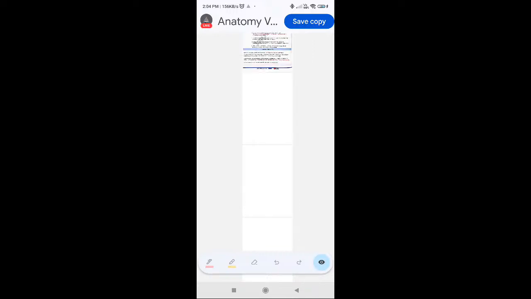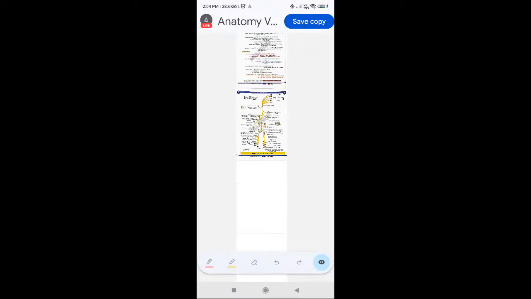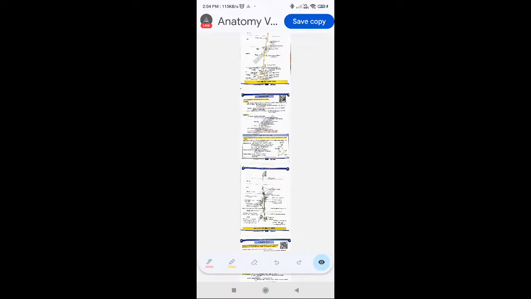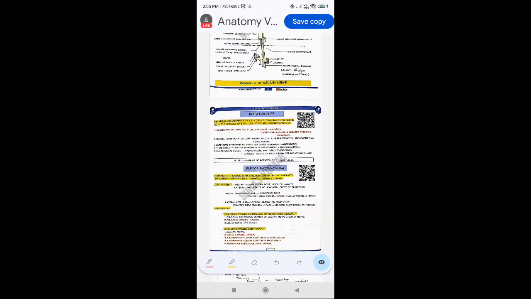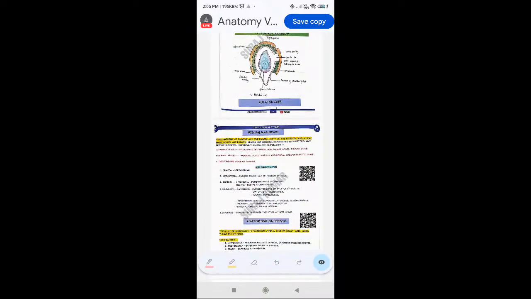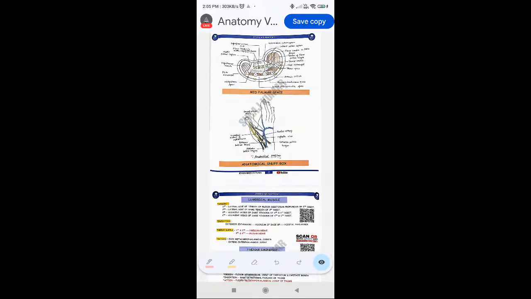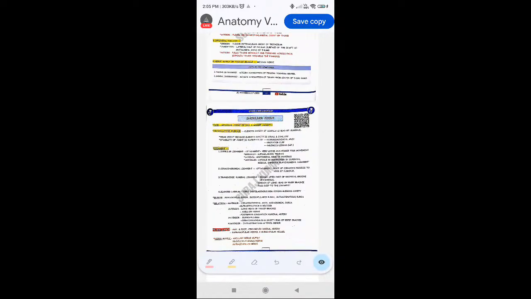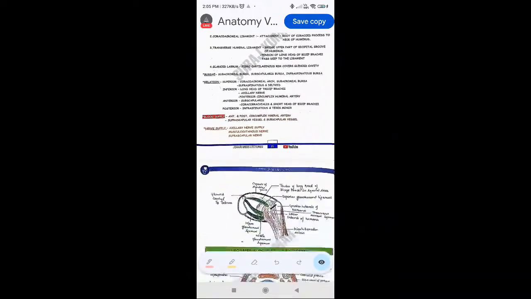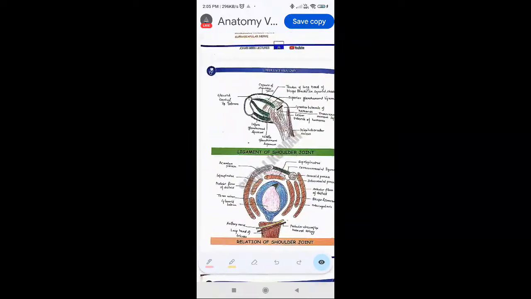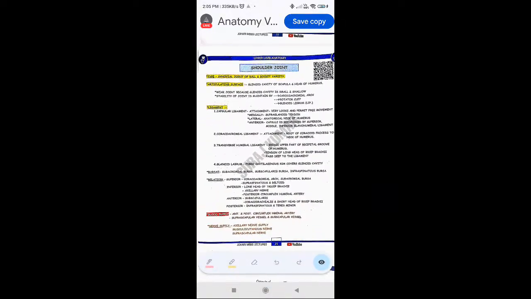Talking about the shoulder joint. As we all know, it's a ball and socket synovial joint. Everybody knows this. But as a medical student, what else should you know about it? You should know the articulating surfaces, ligaments, blood supply, nerve supply, relations and movements. You should know all about this, so let's talk about it.